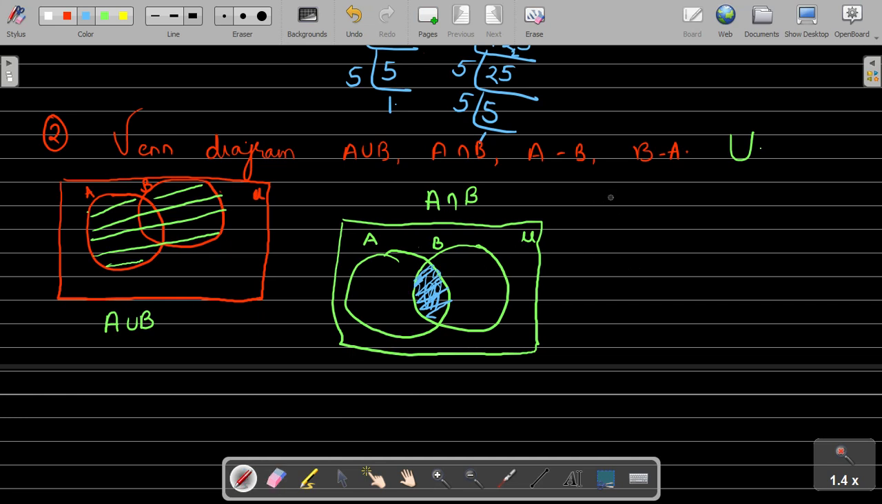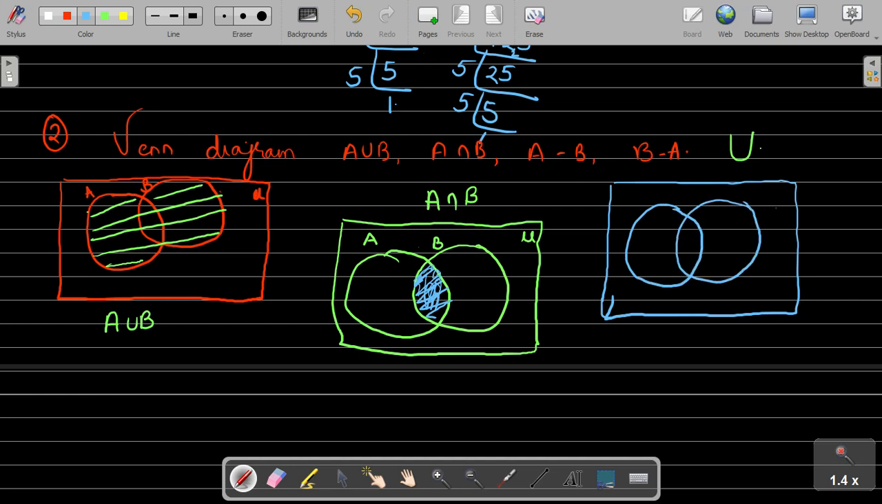Then comes A minus B. Let us draw the Venn diagram for A minus B. When you have two sets A and B, it's very simple. This is A, this is B. Everything that is in A and not in B, excluding the overlapped portion of these two circles, the rest of the portion of A represents A minus B.